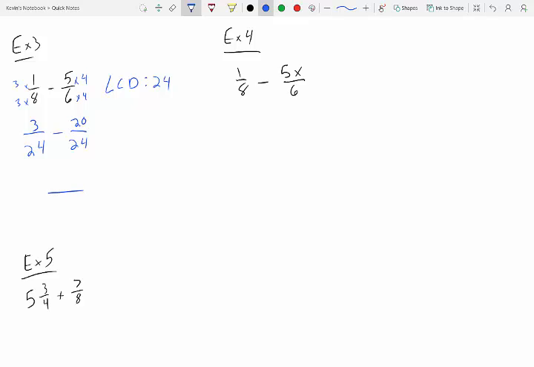Now if I go step by step, I keep my bottom, the denominator, then I go 3 minus 20. 3 minus 20 gets me negative 17, and I keep the bottom again. My final answer is negative 17 over 24.